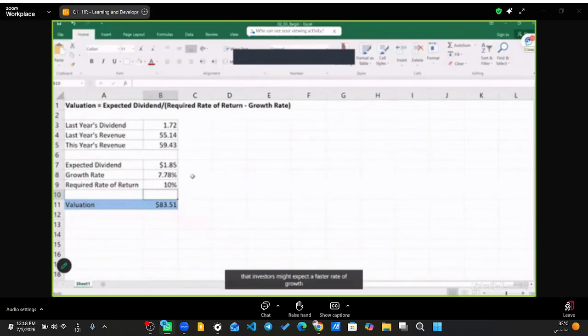What could be going on here is that investors might expect a faster rate of growth for Disney in the future than what Disney has done historically. So if we up this growth rate to, say, 8.5%, all of a sudden Disney's valuation is now $124.41, and Disney looks undervalued. The key here is that valuation requires carefully studying the company and then determining what you think is going to happen to the company's profits in the form of their dividend, their growth rate, and their required rate of return going forward. Once you do that, you can come up with a valuation and decide if this is a good investment for you or not.